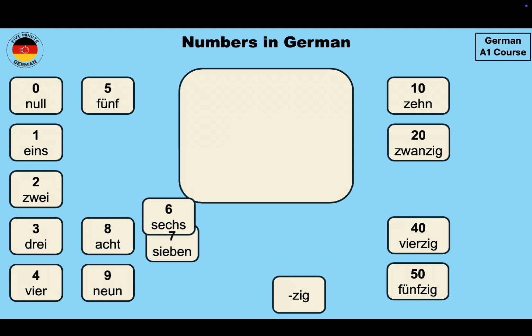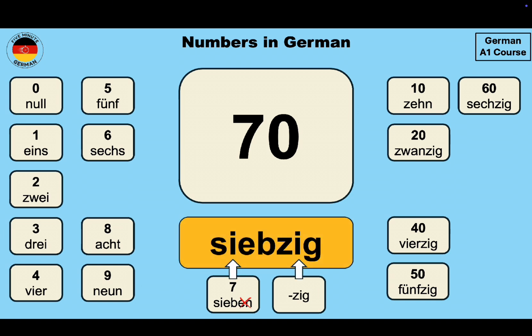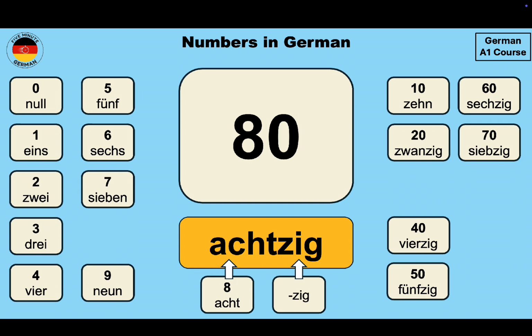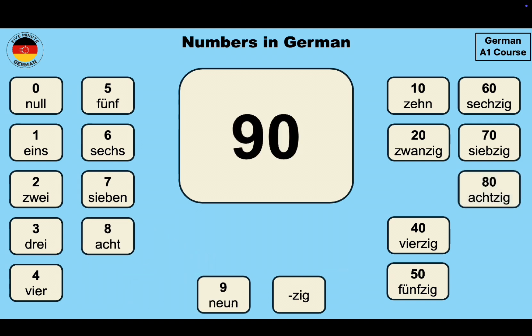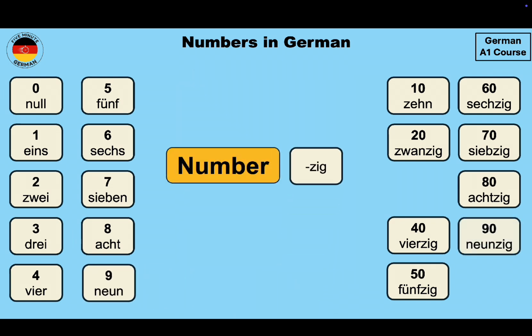Then 70 will also follow the same pattern, so we will remove the en at the end and it will become 70. For 80 it will be 80. And 90 will be 90. So you see that for all of these numbers we again follow the pattern that we have the number and the ending sich at the end.